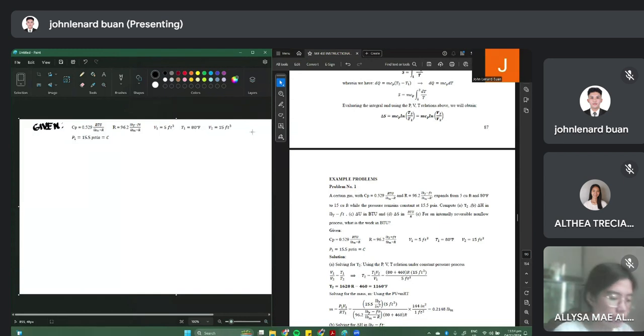We have here the initial temperature, 80 degrees Fahrenheit. V2 is equal to 15 cubic feet. And then since it is an isobaric process, you can say that pressure is equal to 15 psi. Ibig sabihin, guys, yung psia simply indicates that the pressure given is an absolute pressure. So again, this is a constant pressure process problem. Therefore, we're going to use V over T equal to C.